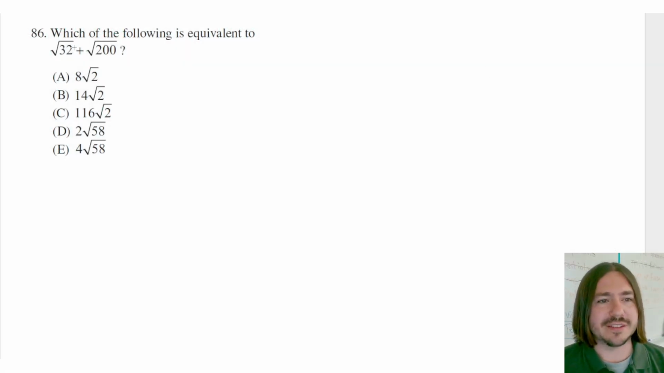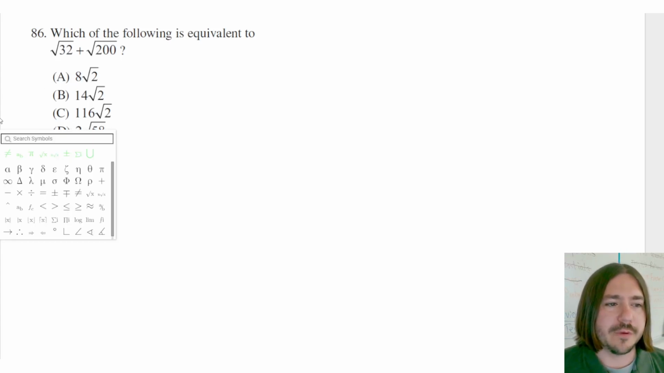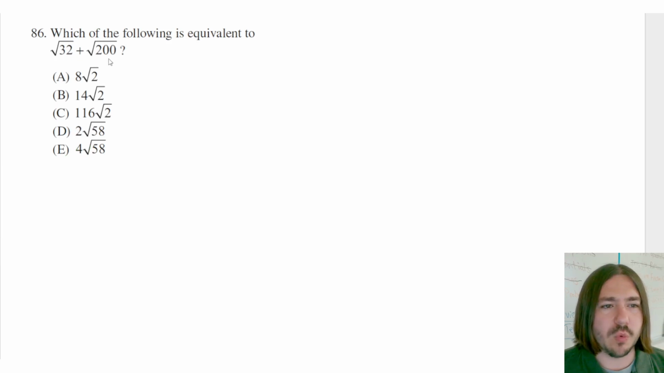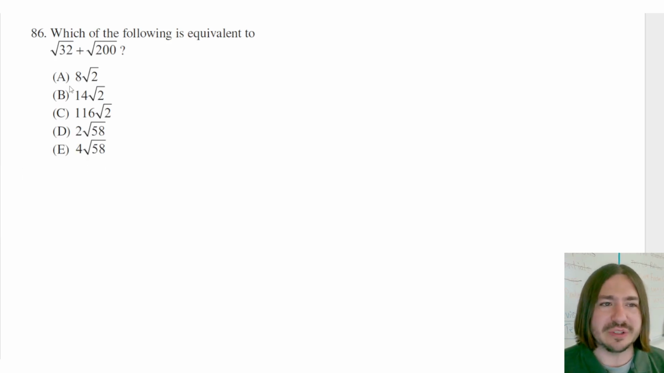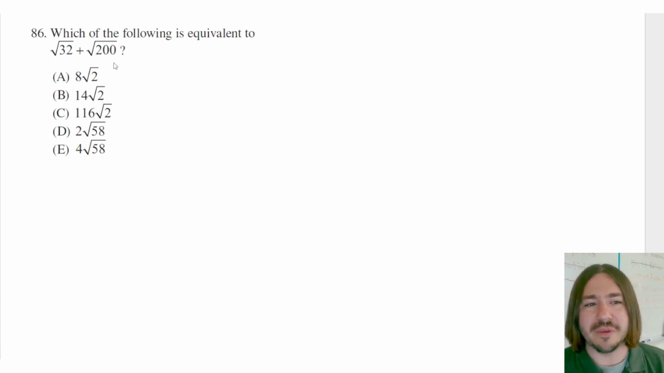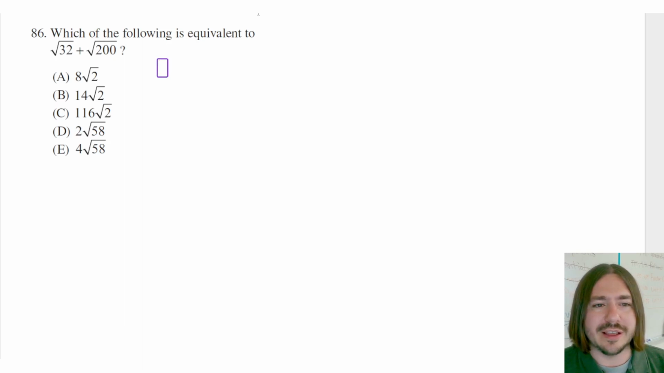Number 86 says, which of the following is equivalent to root 32 plus root 200? Now, just for the sake of time, what I would do on this one is just type this into the calculator, and you'll get a decimal equivalent for this. And then you can just type in each answer choice and see which one's equal. Honestly, that's going to be the best way to do this, since it is a multiple choice question. As far as taking a multiple choice test, you want to take advantage of that calculator.